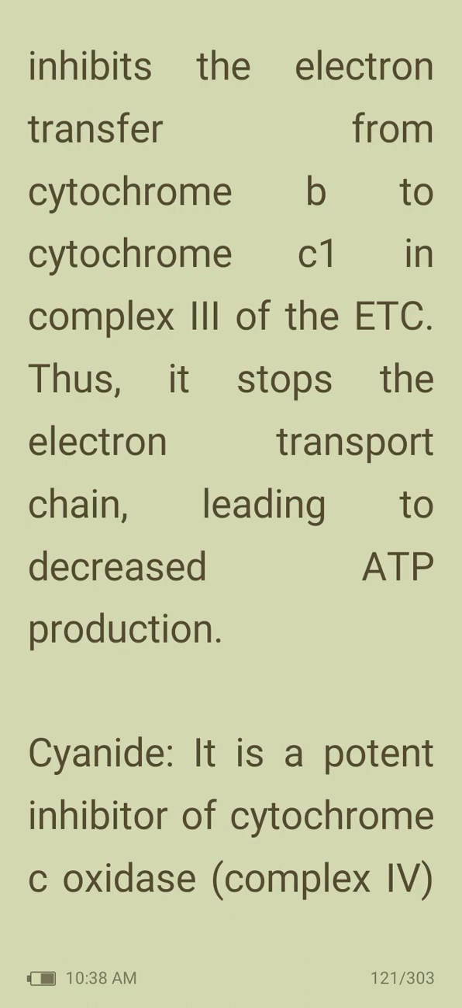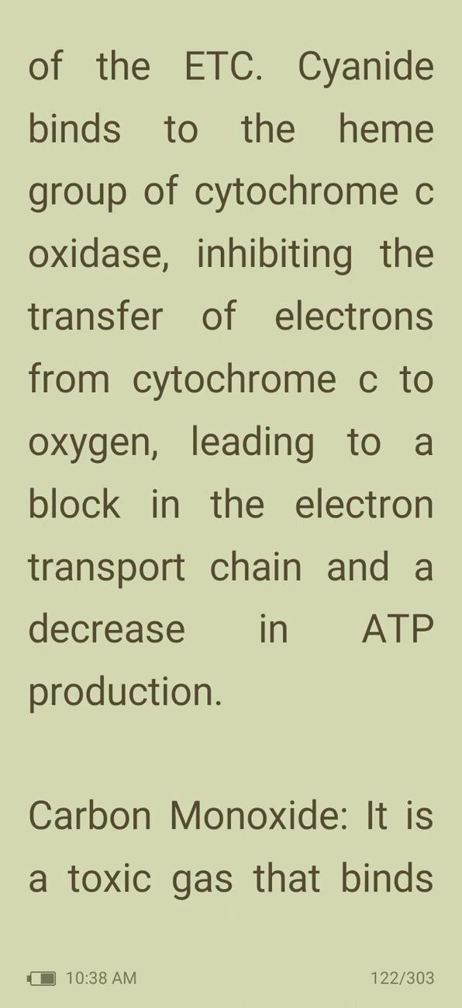Then cyanide. It is a potent inhibitor of cytochrome C oxidase, complex 4 of the ETC. Cyanide binds to the heme group of cytochrome C oxidase, inhibiting the transfer of electrons from cytochrome C to oxygen, leading to a block in the electron transport chain and a decrease in ATP production.